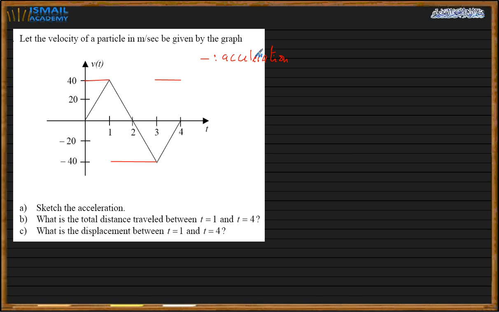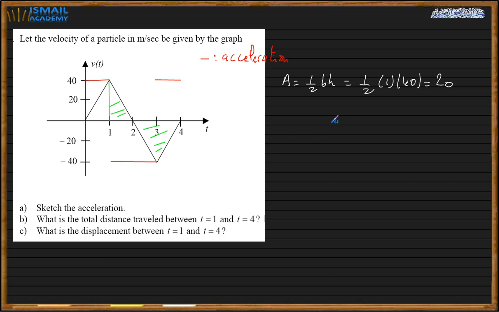Of course, you have to draw it on your paper. Alright, for question B, they asked me for the total distance between 1 and 4, which means they asked me to find the area because this is the velocity. To find the distance I need to integrate. I just need to find the area here and here. The area of a triangle is half base times height. Here the base is 1 and the height is 40, so it's half times 1 times 40, which is 20.